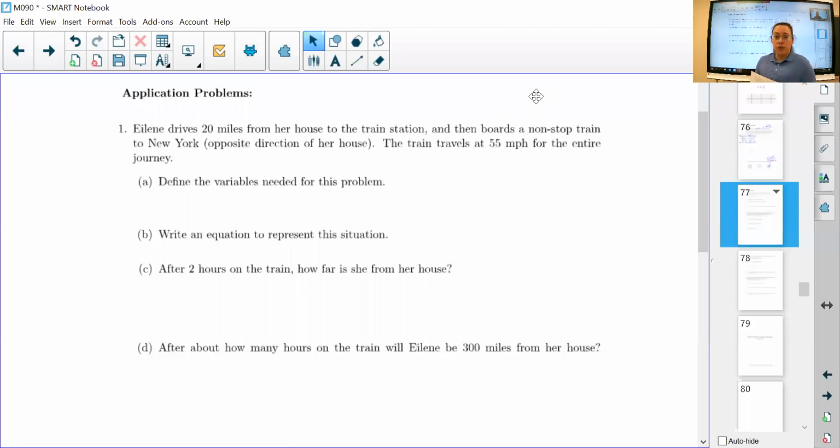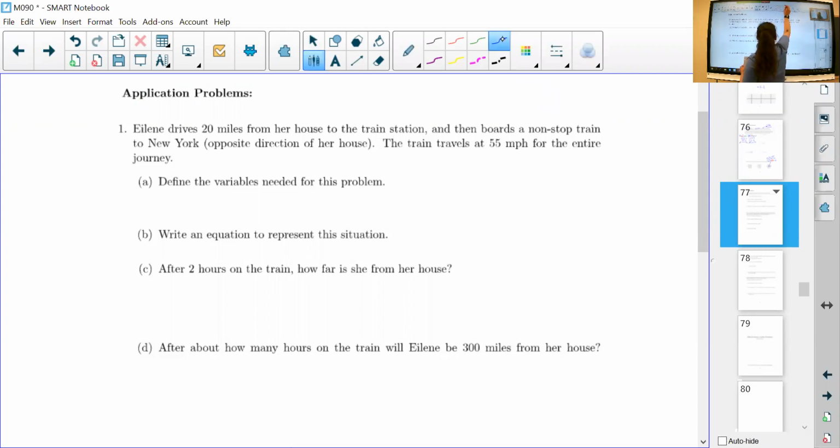Page 77, we have some application problems. So we have Eileen driving from her house to the train station and then getting on a train away from her house. So let's draw a picture.